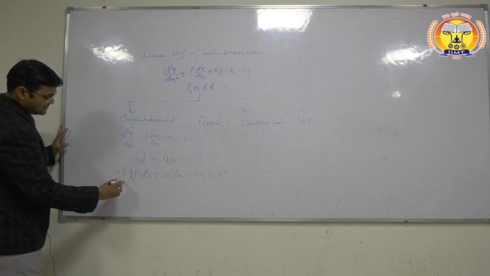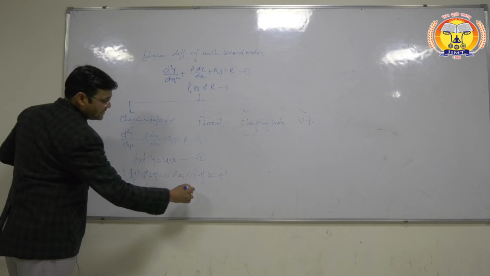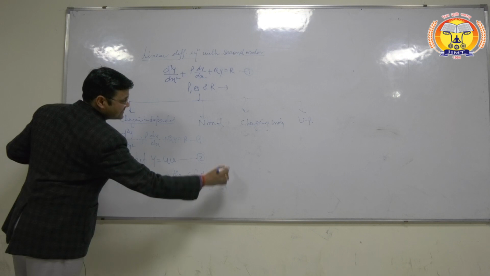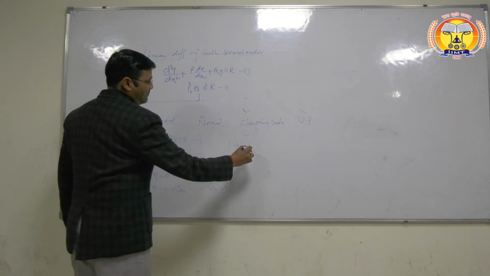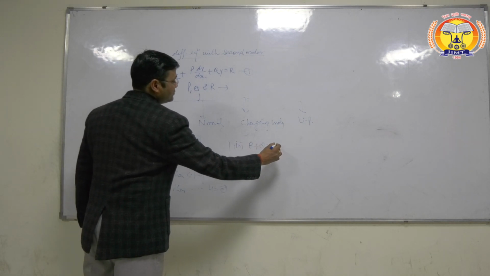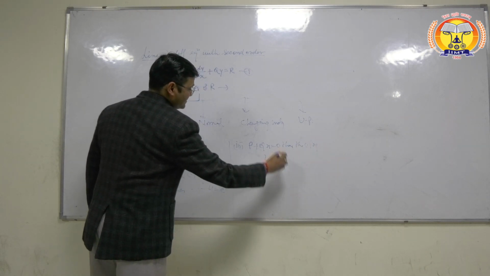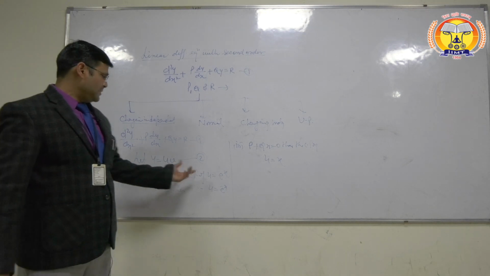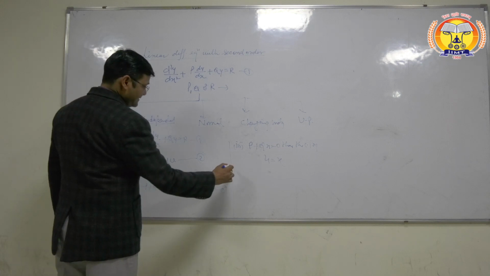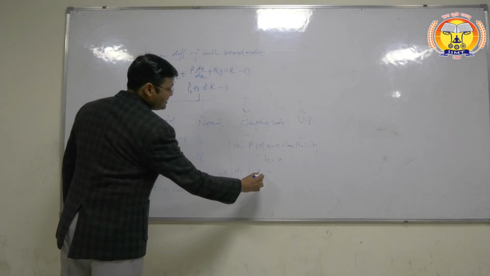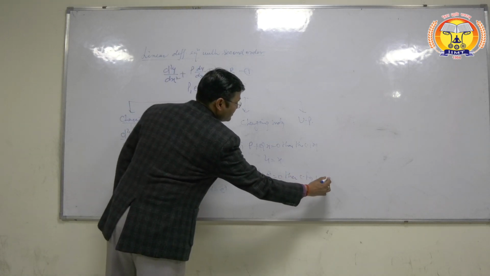Second, if 1 − p + q = 0, then u is equal to e to the power minus x. Third, if p + qx = 0, then u will be x. These are the general forms to solve equation number 1. Like this, suppose 1 + p + q = 0, then u will be e to the power x.